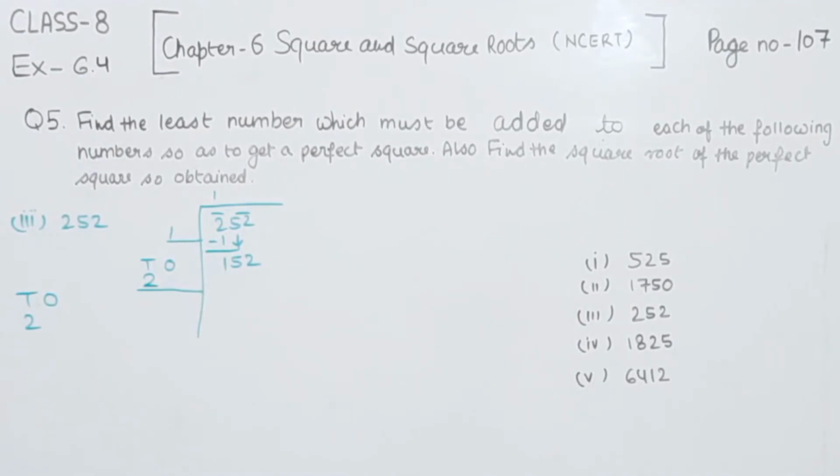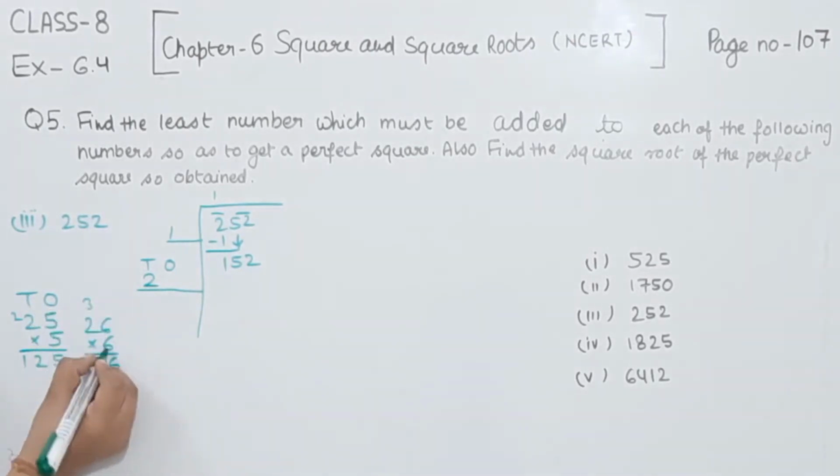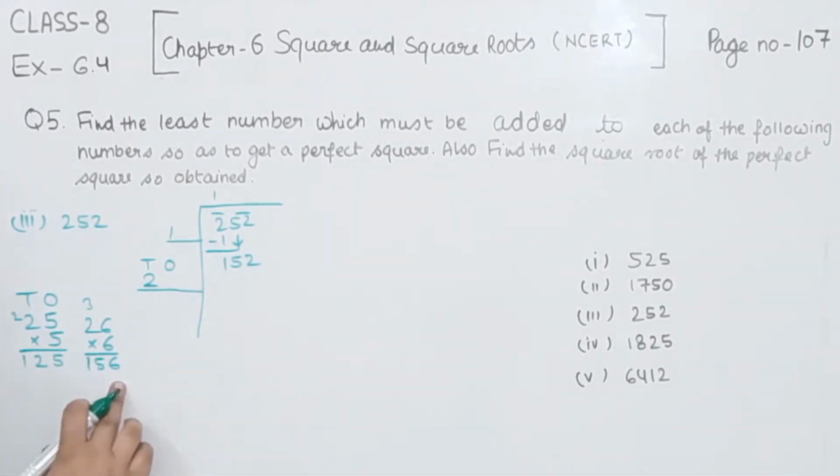So first of all, I'm going to take the number as 5. So 5 5s are 25, carry 2, 5 2s are 10 and 2 is 12. So the number we are having is 125. Now we're going to take 6. 6 6s are 36, carry 3, 6 2s are 12, 12 and 3 we are having as 15. So the number we are having is 156. Now for reaching 156, we have to add 4 in the number for making it a perfect square.